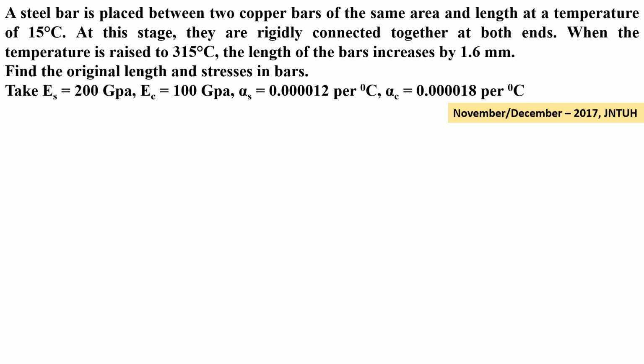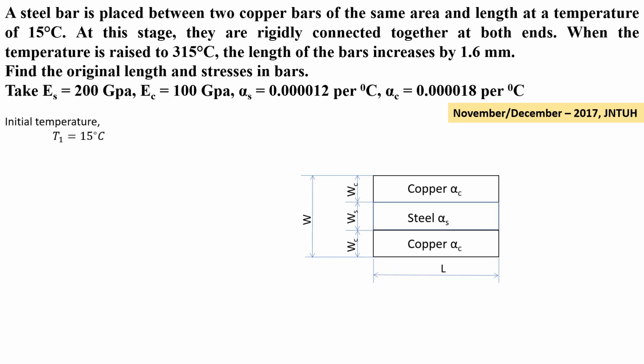First I have to write down the given data. A steel bar is placed between two copper bars of the same area and length at a temperature of 15 degrees Celsius. So the given initial temperature, let's consider T1, equals 15 degrees Celsius, and this is the schematic representation of the steel bar placed between the two copper bars, which have the same area and the same length.